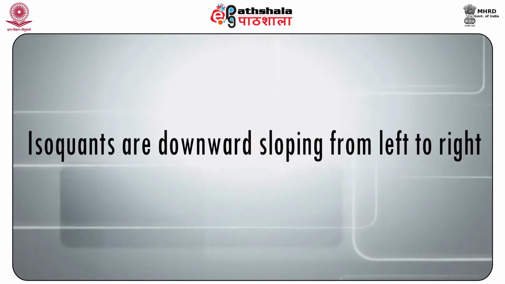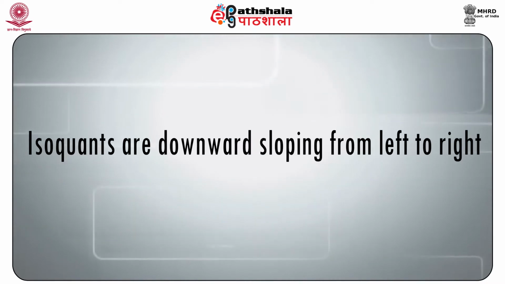Let us now understand the properties of isoquants. The following are the main properties of isoquants. First, isoquants are downward sloping from left to right. Isoquants have a negative slope because if a firm wants to employ more units of one factor, then it has to reduce the units of other factor to produce the same level of output. It is assumed that marginal product of the factors is positive, that is, increase in the quantity of factor leads to positive increase in the output.